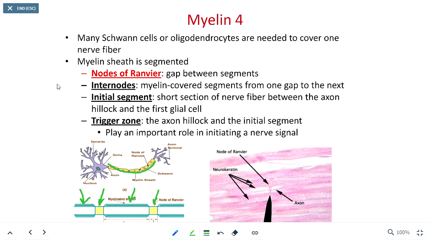The gap is referred to as a node of Ranvier. I remember when I was in college, there was a heavy metal band that I listened to called the Node of Ranvier. I got a kick out of that.